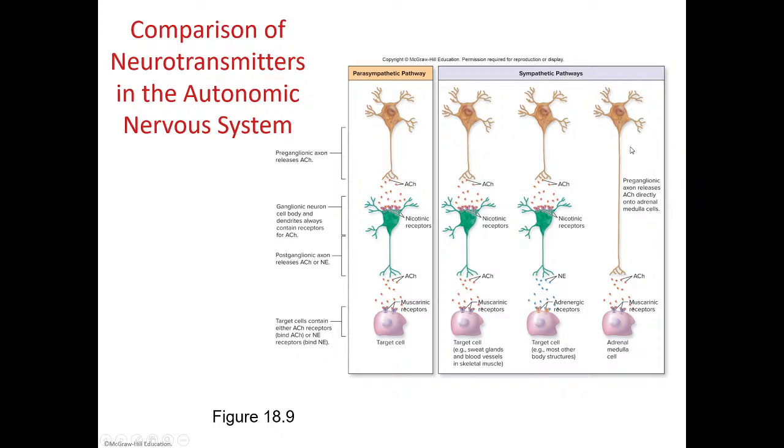Or we can have this other system where there's actually only the preganglionic fiber. There's only one fiber. The ganglion, in this case, is actually embedded in the wall of the adrenal medulla. So there's actually no postganglionic fiber. And so we release acetylcholine here at the adrenal medulla, and that diffuses across and binds to muscarinic receptors. This is only the case at the adrenal medulla.